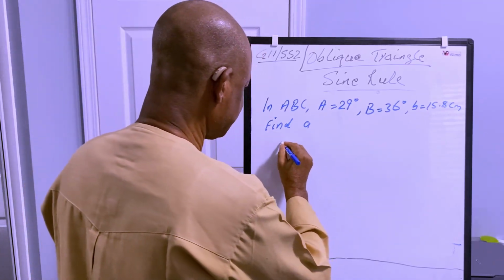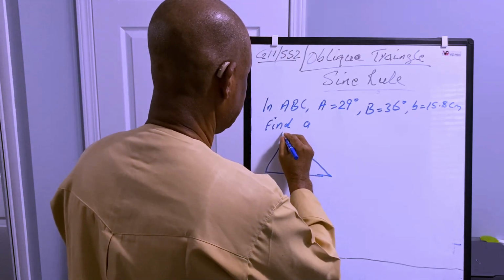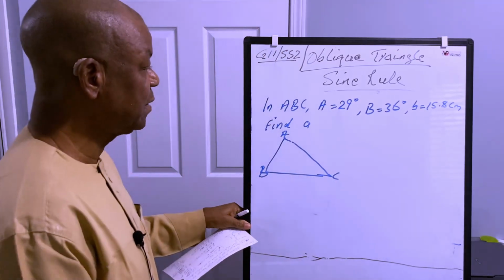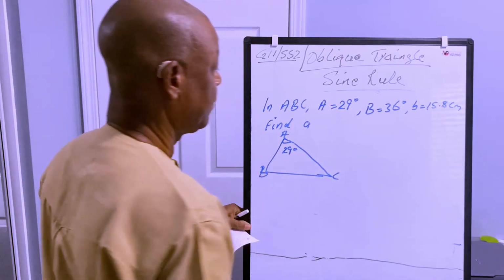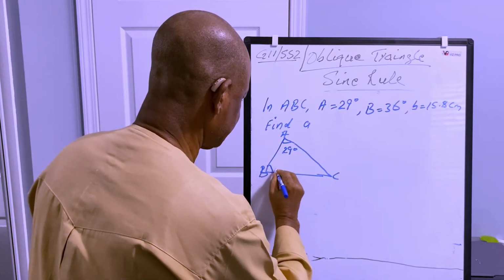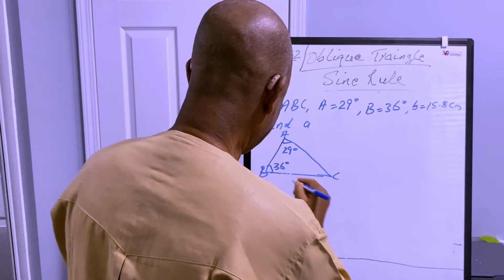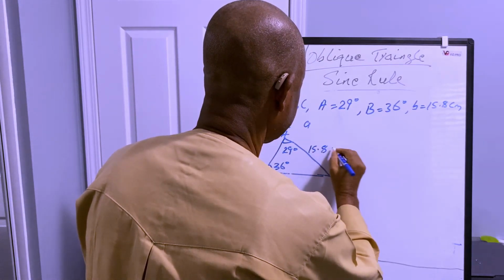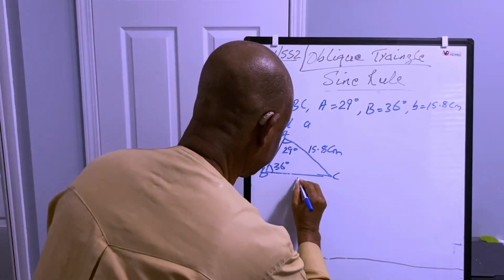We can as well sketch this. A, B, C. A is 29 degrees and B is 36 degrees, while side b is 15.8. And the question says we should find a.